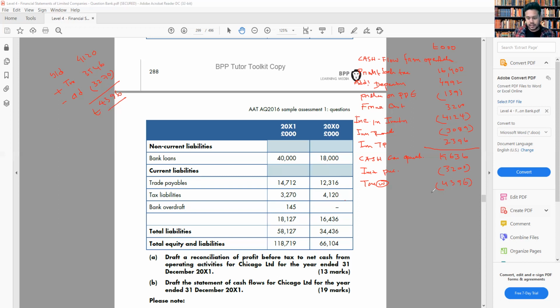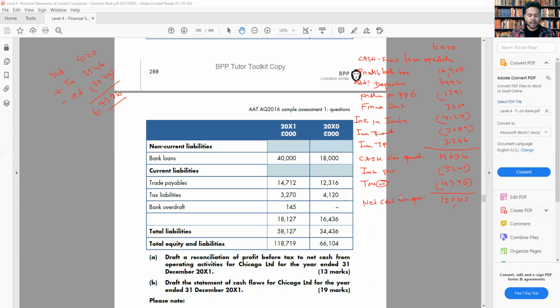So that will also be minus, this is the amount I paid. That's it. So if I have this figure, I said net cash generated from operation or operating activities. So that is 12,040. All right. So the first part is done.